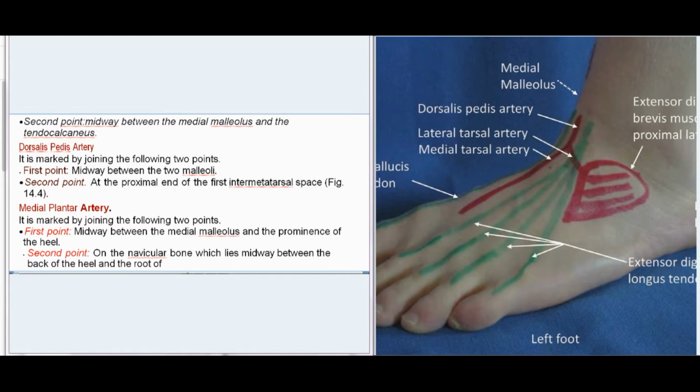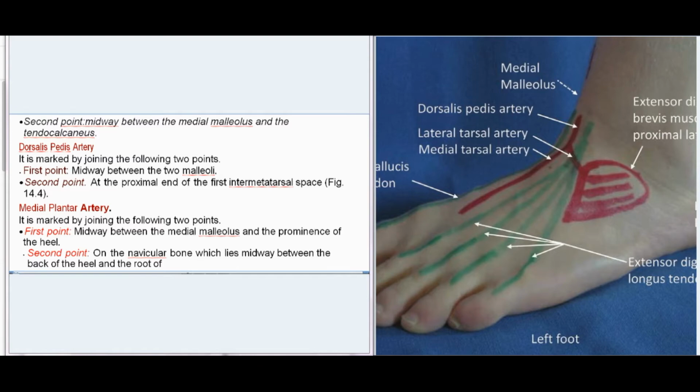Dorsalis pedis artery. It is marked by joining the following 2 points. First point, midway between the 2 malleoli. Second point, at the proximal end of the first intermetatarsal space, Fig 14.4.